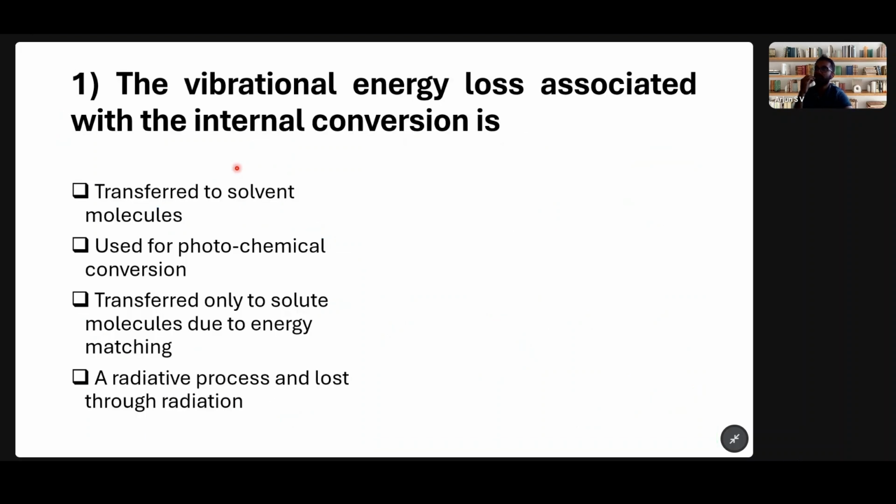So the first question is a theoretical problem where we can see the vibrational energy loss associated with internal conversion. We all know that the vibrational energy loss is associated with the transfer of your energy to solvent molecules. So the correct option is 1 here.